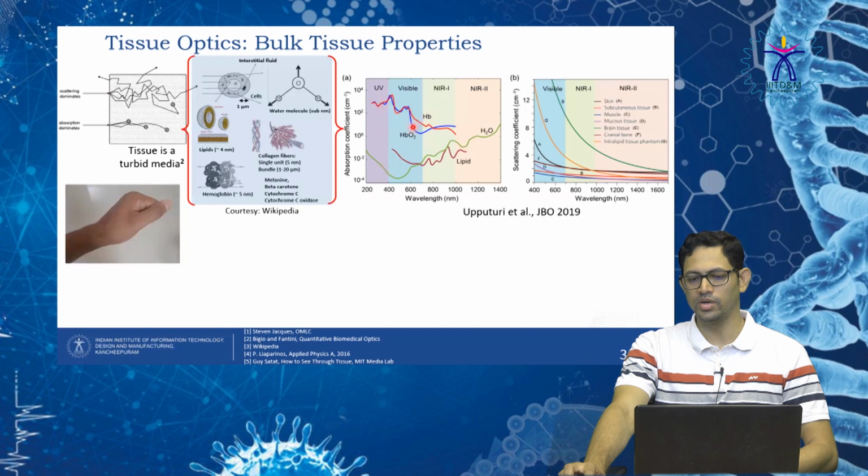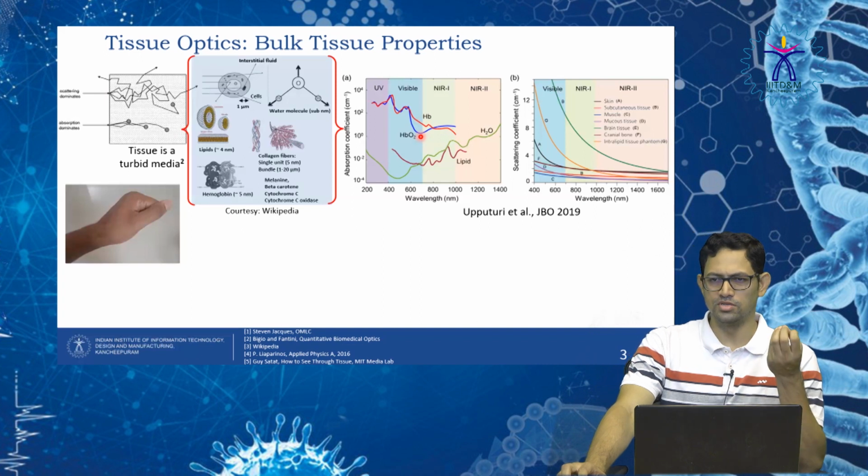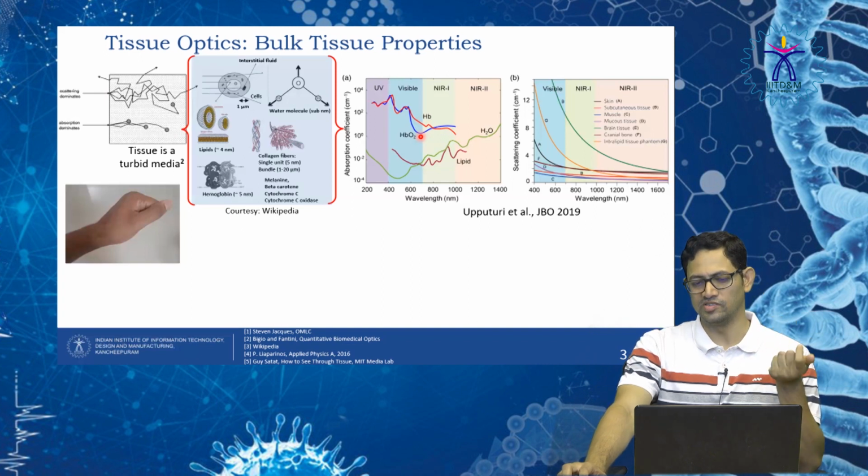But over here, around 620, 630, there is almost a 10 times difference in absorption coefficient between deoxygenated and oxygenated hemoglobin. And this is the kind of behavior that we look for to quantify the tissue constituents for a particular diagnosis of any disease. Okay.